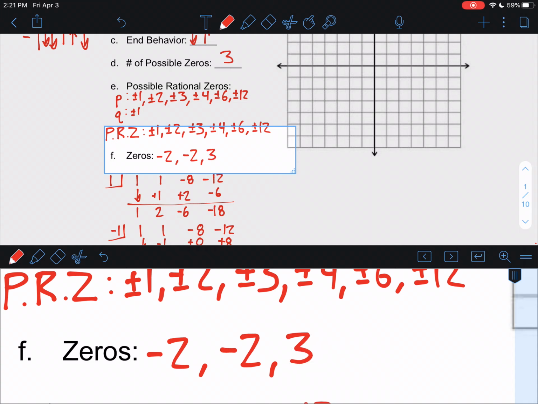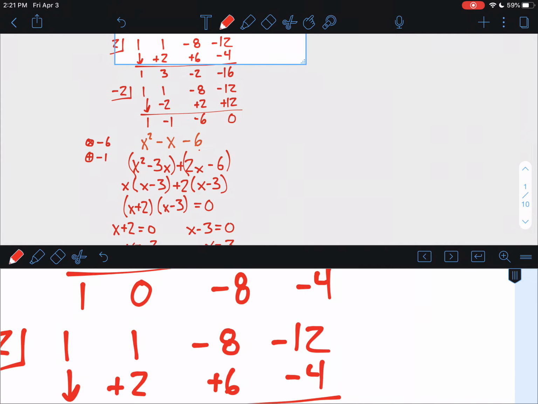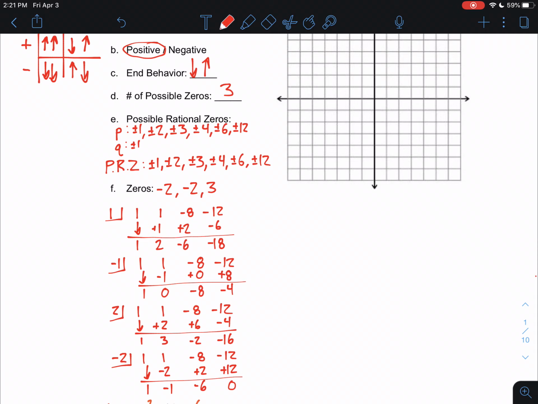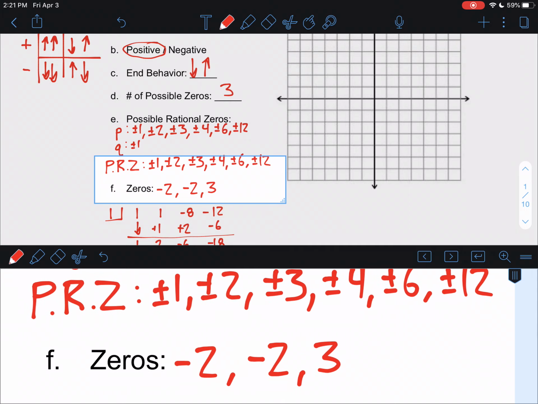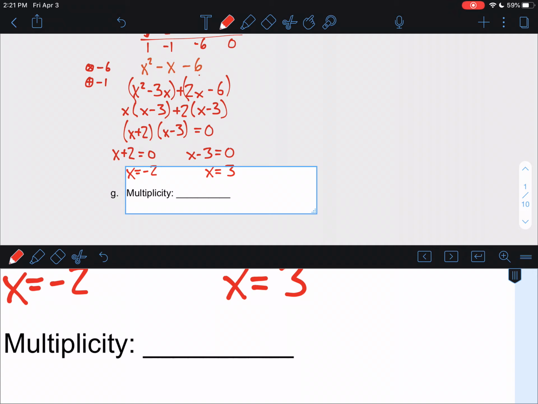So here comes the next part. Actually, we'll look at this part G down here first. So G, the multiplicity. That's the word we haven't seen before. That just means how many times is a certain number going to repeat itself. So this one, we have negative 2, and 3. Since there's two negative 2's, this has a multiplicity of 2 because there's 2 of them. That means 2 of my zeros are negative 2.